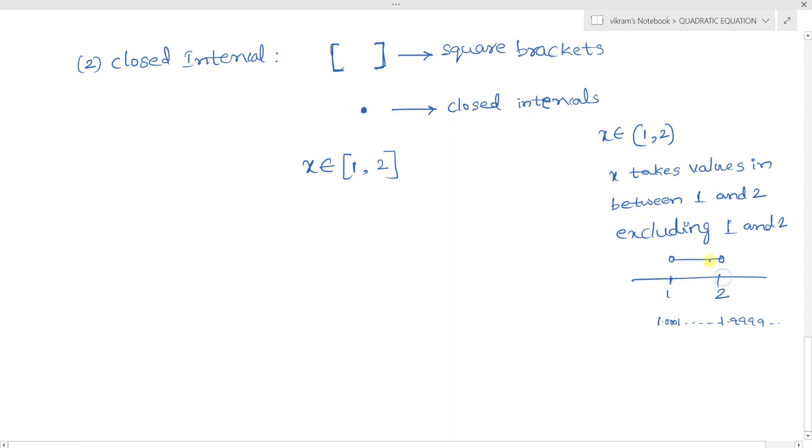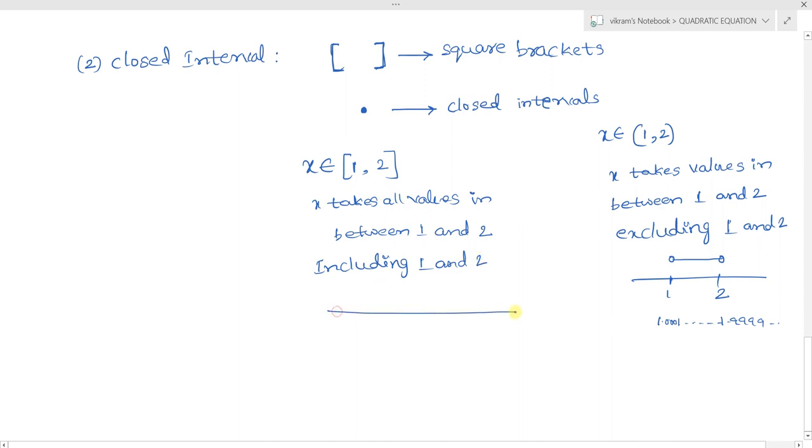Okay, it excludes 1 and 2. And what this represents, x belongs to square braces 1 comma 2, represents x takes all values in between 1 and 2, including 1 and 2 also.